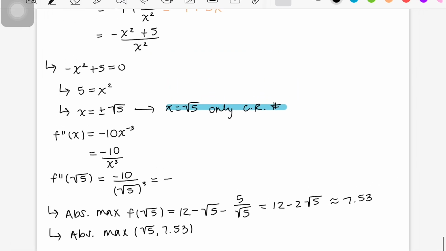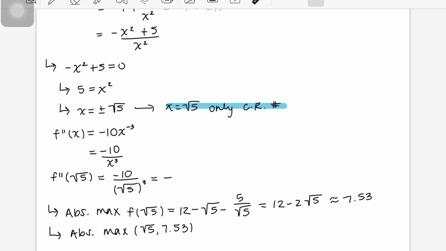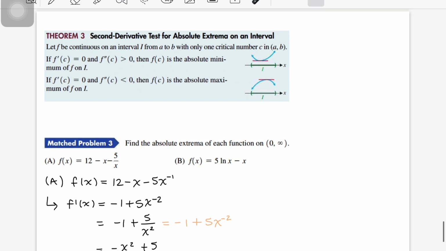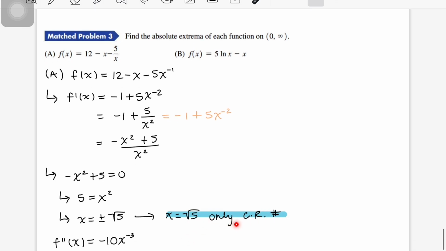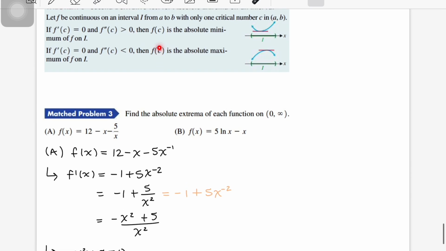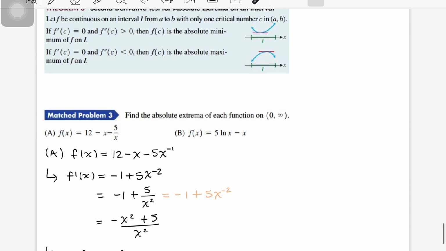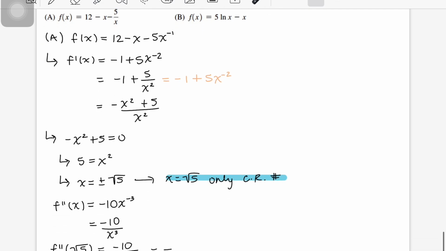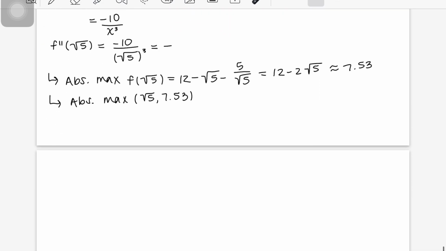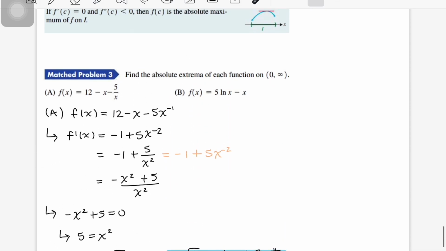All right, and so we just concluded that using our second derivative test. We evaluated our second derivative at our critical number, and we saw that our second derivative was less than 0. And then since we only have one critical number here, we know that that critical number evaluated at our function is going to be the absolute maximum value of f on our interval. Right. So let's do the same thing for b here.